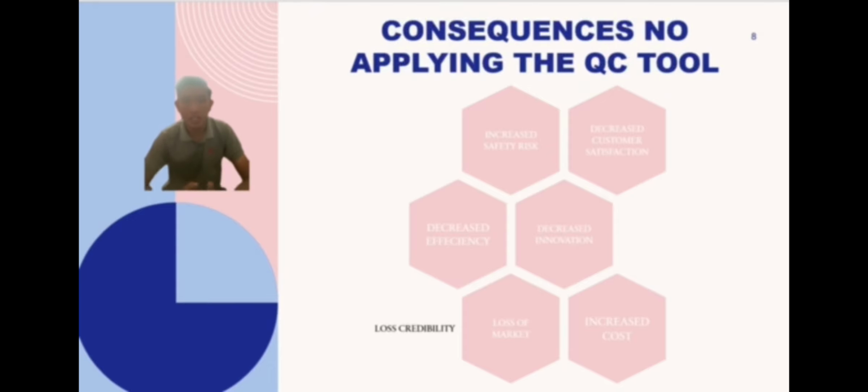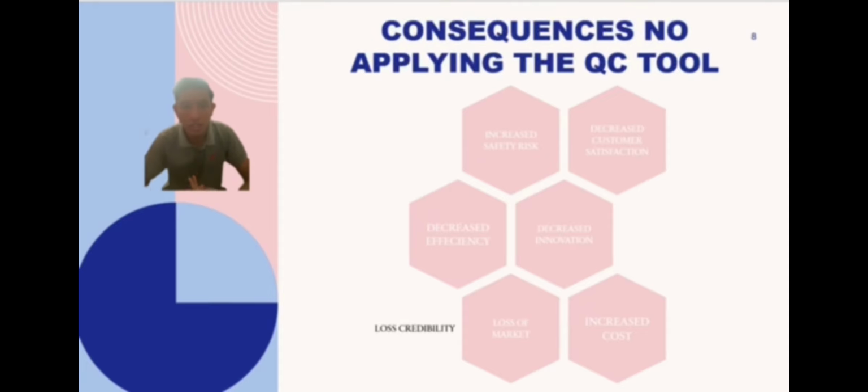Number 4, it also can increase safety risks. Quality management can help identify and address potential safety hazards in products or services. Then it can also improve end user safety. Without quality management, a business may be at risk of producing products or services that pose a safety risk to customers.